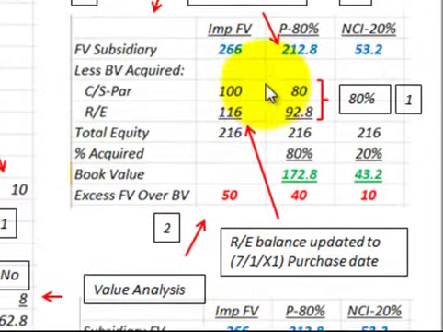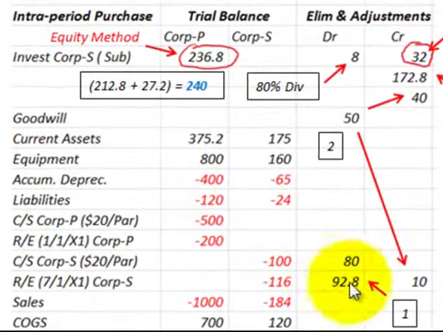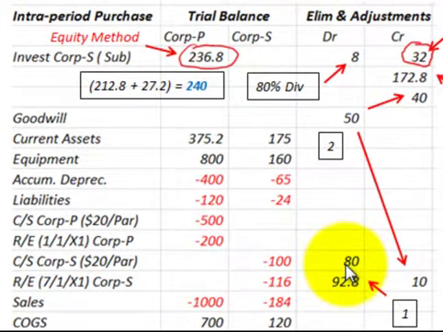So going back to our distribution schedule, we would eliminate 80% of the book value of the equity of the subsidiary, and that would be the same. We would eliminate that with a debit to our equity accounts for the subsidiary's common stock and the retained earnings, and then we would credit or reduce our investment account for the balancing amount.